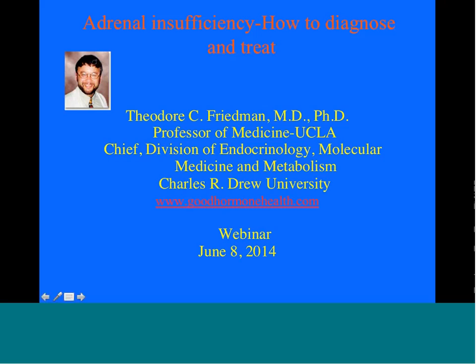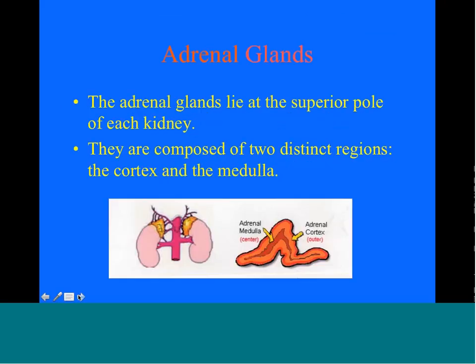So the title is Adrenal Insufficiency, How to Diagnose and Treat. The adrenal glands lie at the top of each kidney. They're composed of two distinct regions, the cortex and the medulla.